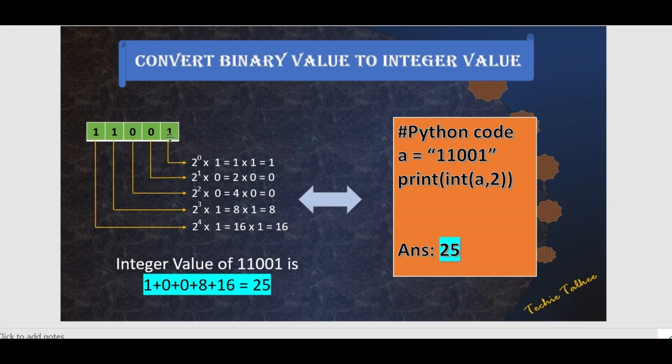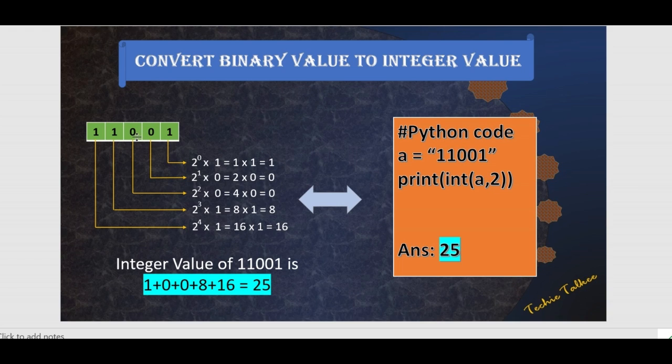So in this case, we have 1 which is multiplied by 2 power 0. So 2 power 0 is 1. So which is 1 into 1 which is 1. The next value is 0. The bit 0 is multiplied by 2 power 1. So 2 power 1 is 2. 2 into 0 which is 0.